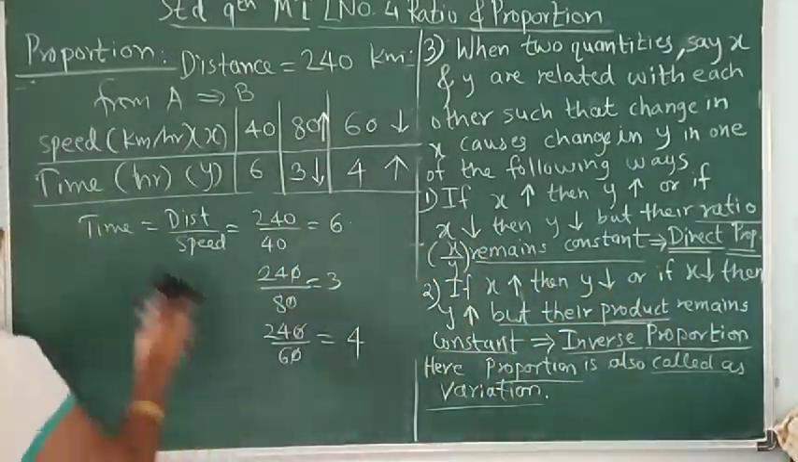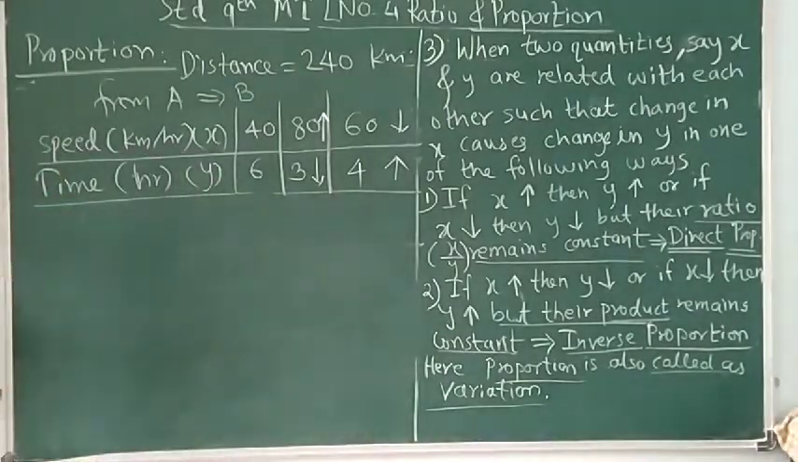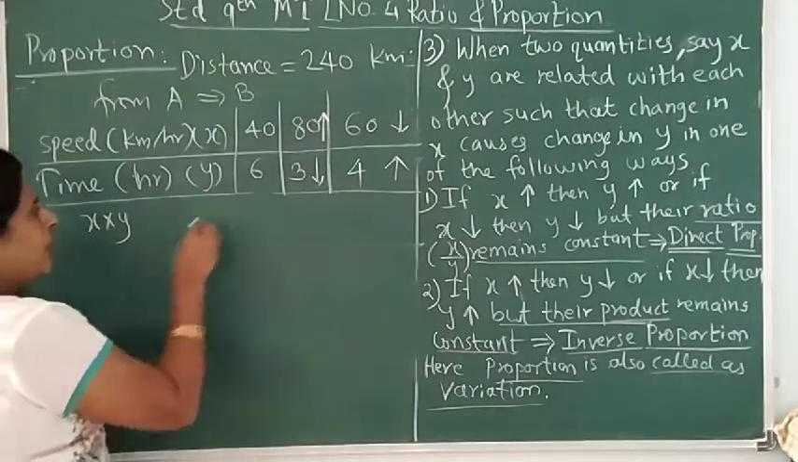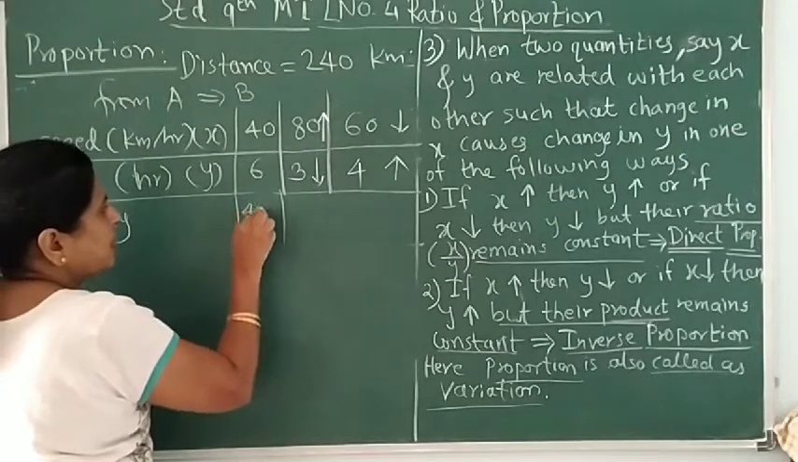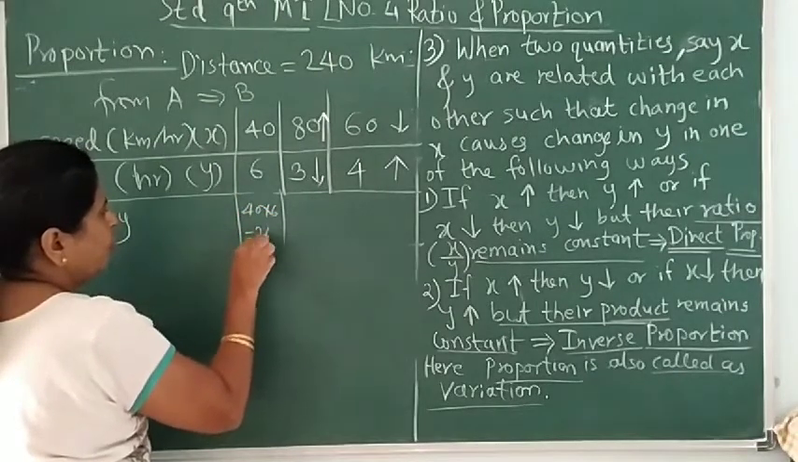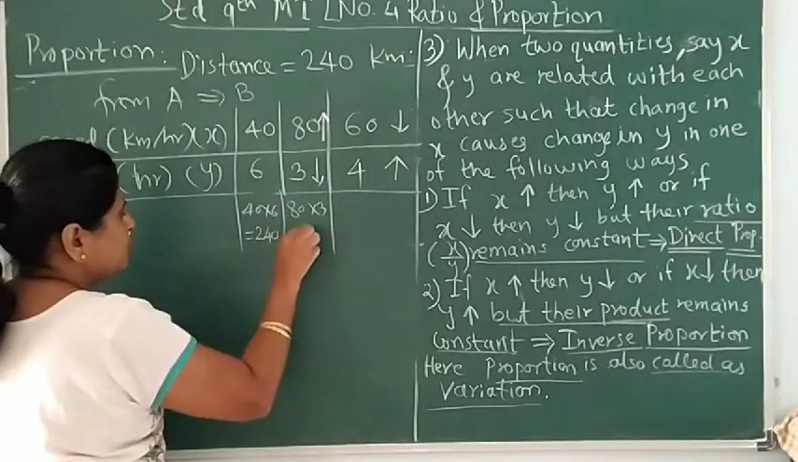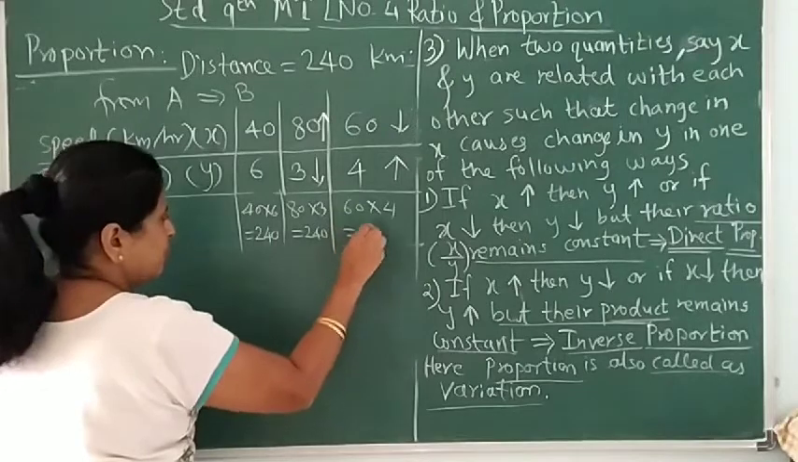But we need to check. We know that speed into time is equal to distance, and in that case the product x into y is equal to this distance. The product of this 40 into 6 is equal to 240. Then 80 into 3 is also equal to 240, and 60 into 4, this product is also 240.